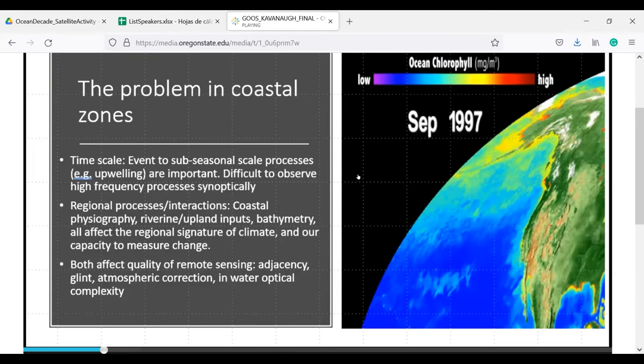Regionally, things like coastal physiography, upland inputs, bathymetry, hydrology, and riverine inputs all affect the regional signature of climate, as well as our capacity to measure and detect climate change regionally. Finally, there's the quality of remote sensing. Adjacency to land, glint by bright sediments, difficult atmospheric correction, and the mixture of different water masses create complexity and difficulty in transferring or developing new remote sensing algorithms.